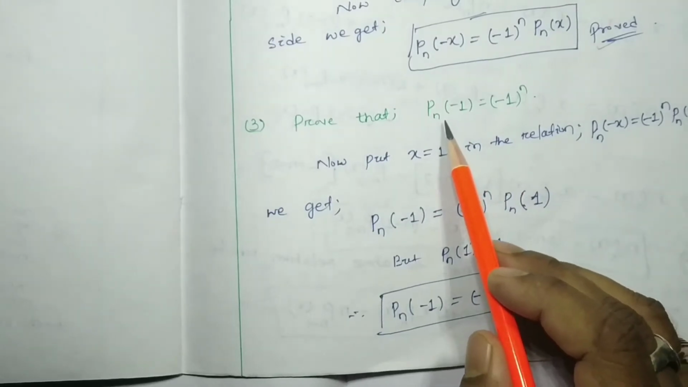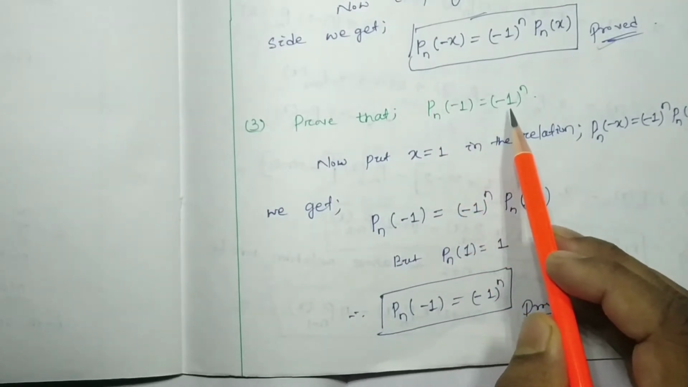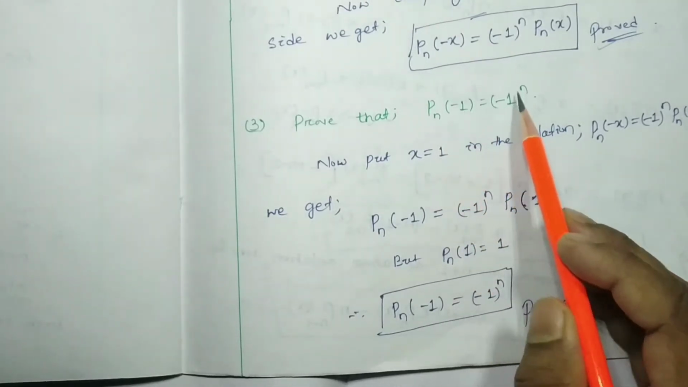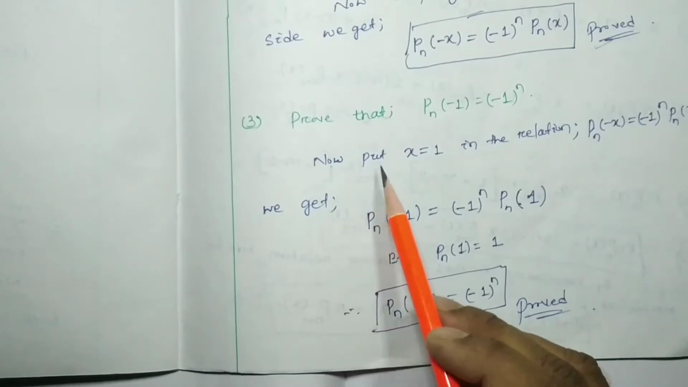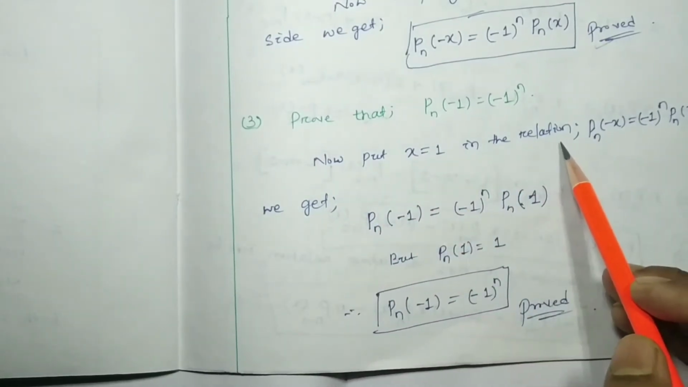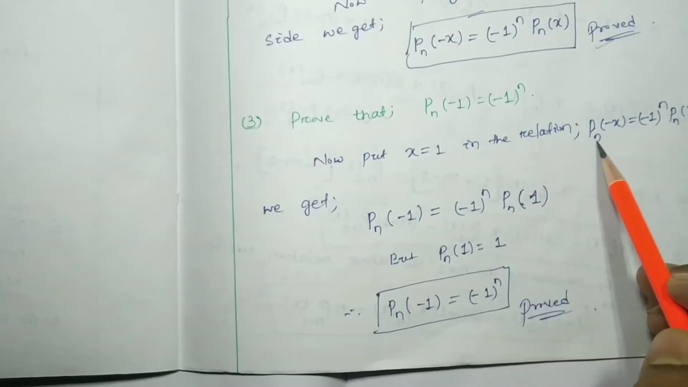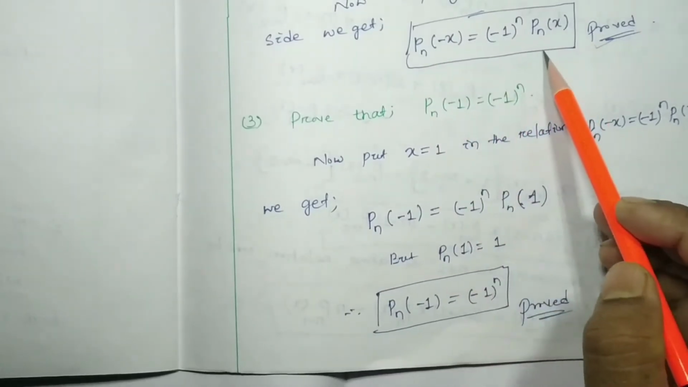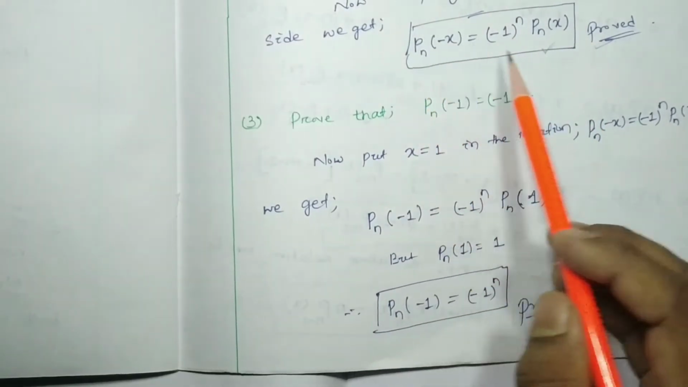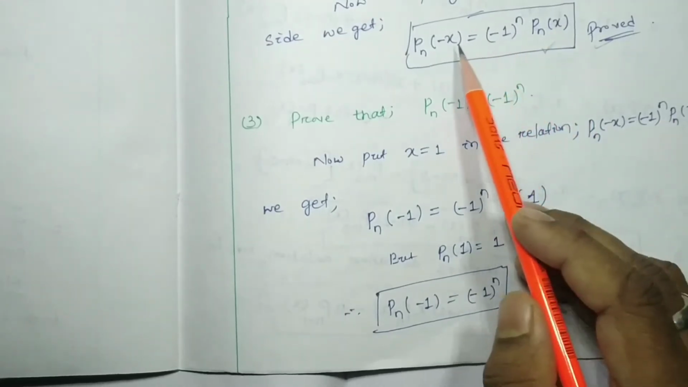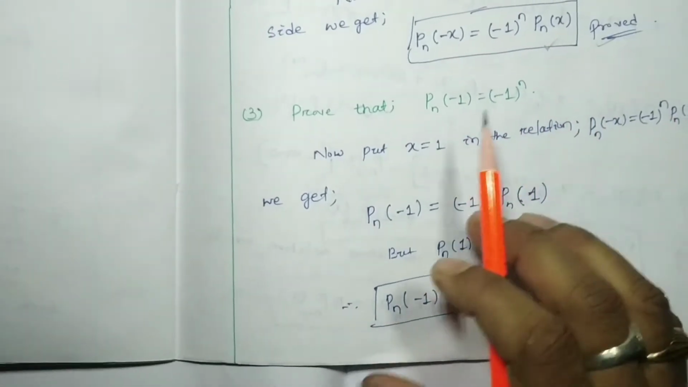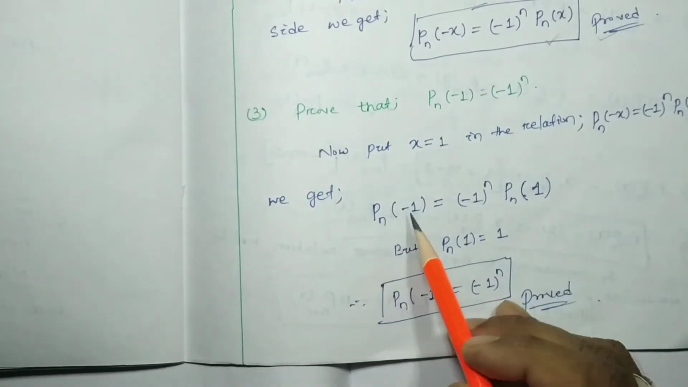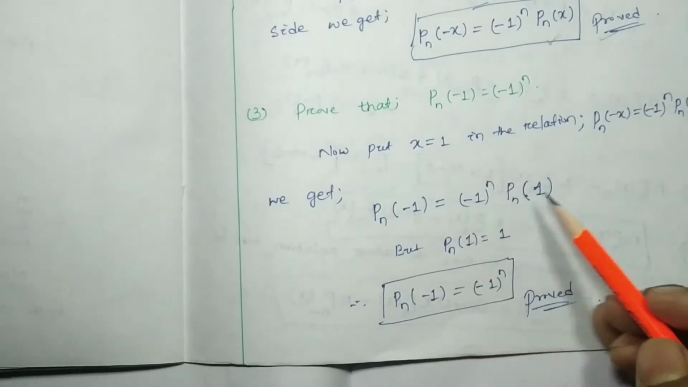So here Pn(minus 1) will be equal to minus 1 to the power n. That is what we have to prove. For that we have to put x is equal to 1 in the relation Pn(minus x) equal to minus 1 to the n Pn(x). Here instead of x we have to consider 1. Then it will be Pn(minus 1) equal to minus 1 to the n Pn(1).